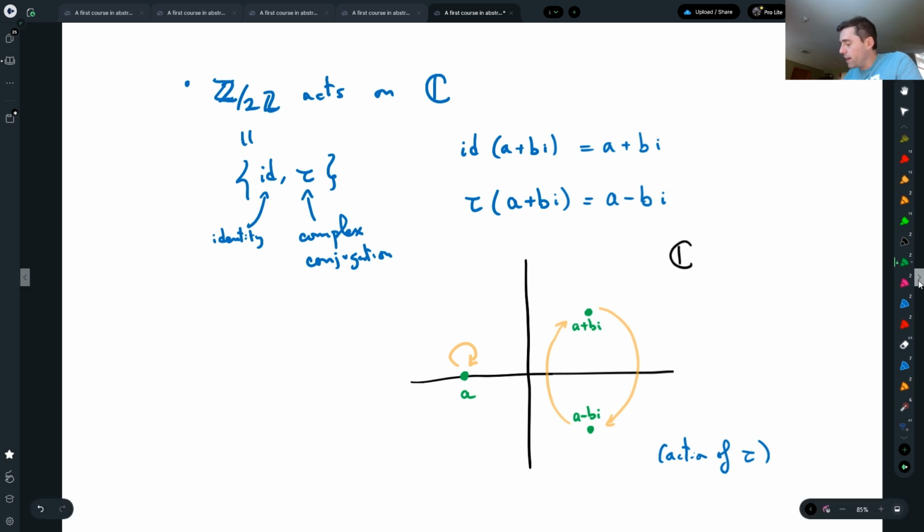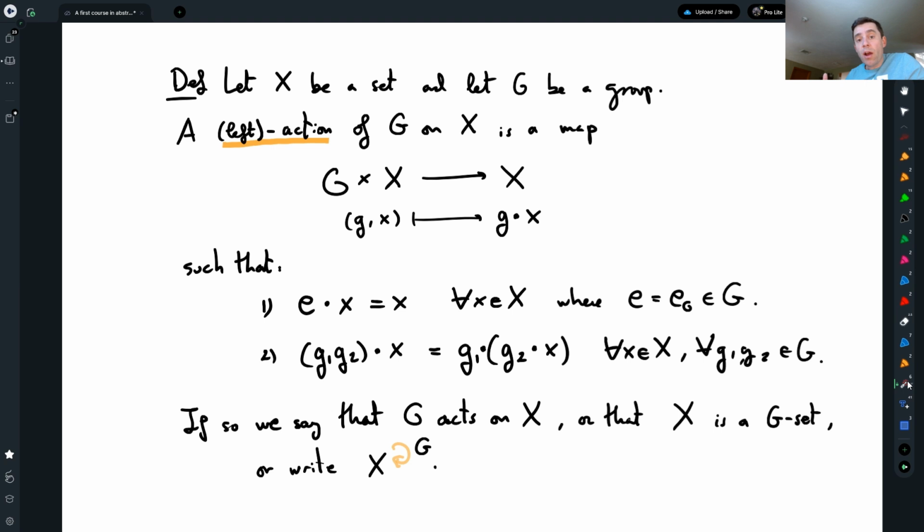Okay, so what is a group action? Here's how we define a group action. Let X be a set and let G be a group. Then a left action, there are also right actions, but usually when we say action, we mean a left action, of G on X is a map from G cross X, from the direct product of the group G and the set X, to X, such that any pair of an element of the group and an element of X is sent to G times X. This times is how we're going to define the action of G on X. And this has to be a new element of X.